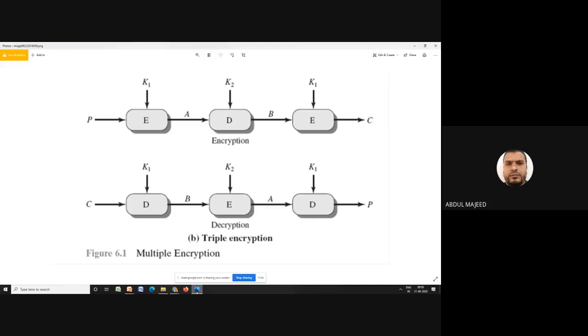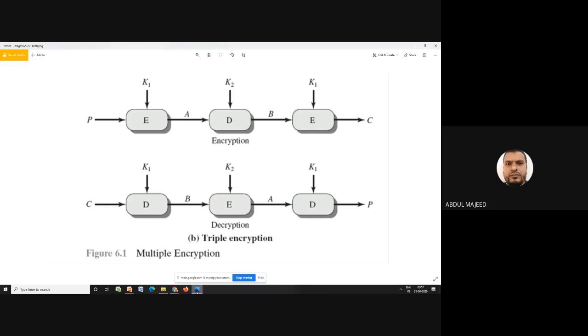A is nothing but the first ciphertext, or you can say C1. The plain text is P. You have applied the DES encryption algorithm along with the key K1, and you will get one output as A. That A is nothing but the first ciphertext. Again, that ciphertext we are taking as an input to the second stage.